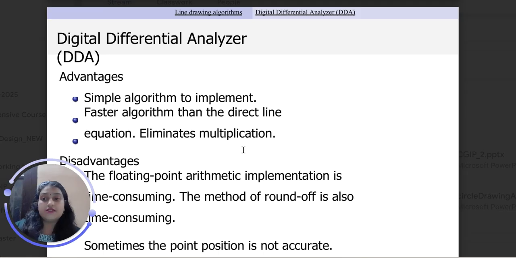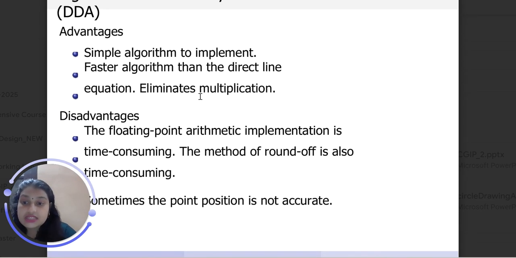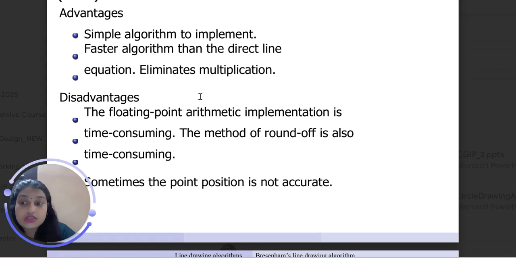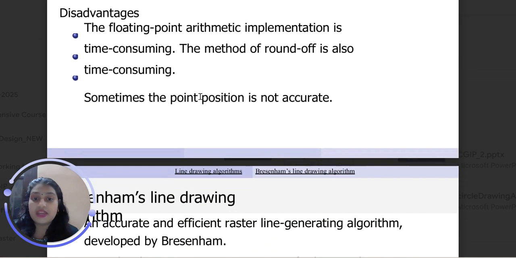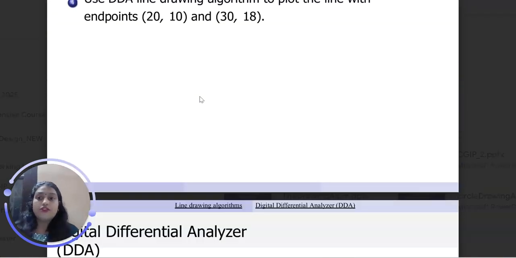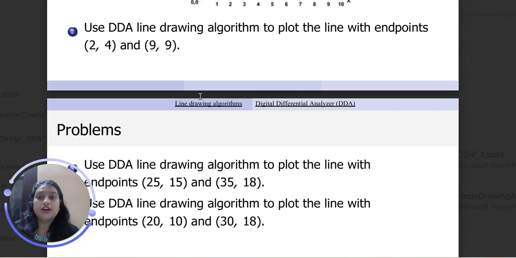Then we have the advantages and disadvantages of the digital differential analyzer, that is the DDA algorithm. The advantage is that DDA is a simple algorithm to implement and a faster algorithm than the direct line equation, and it also eliminates multiplication. But in disadvantage, the floating point arithmetic implementation is very time consuming, as we have just seen, and the method of rounding is also time consuming. Sometimes the point position will not be accurate. So this is about the problem.